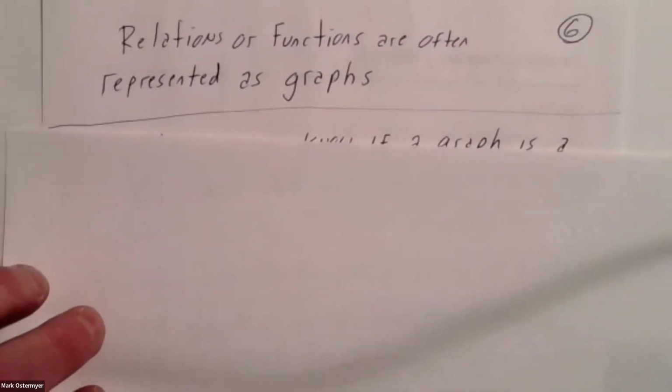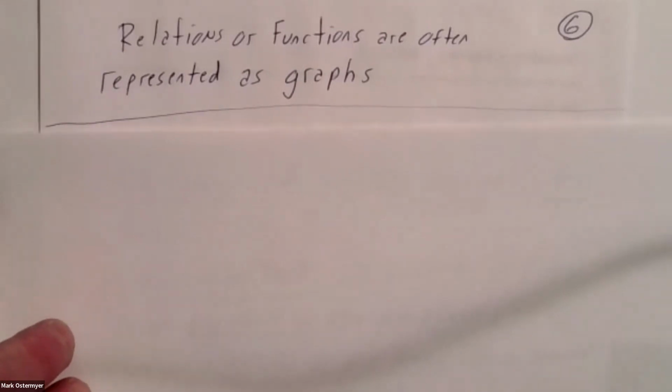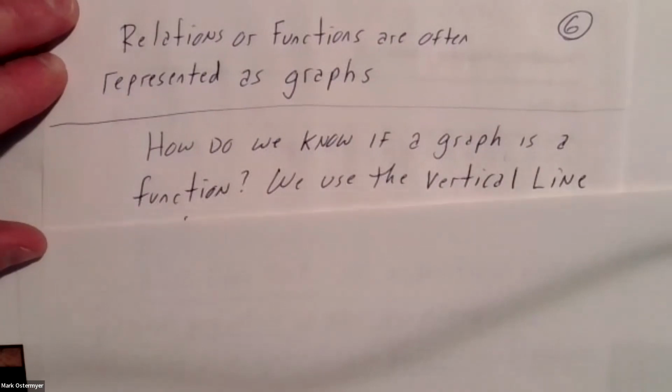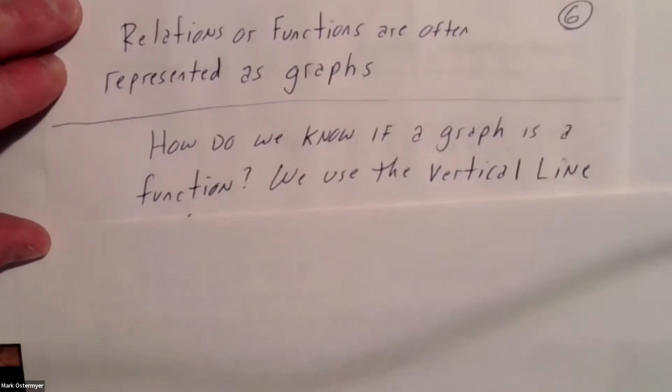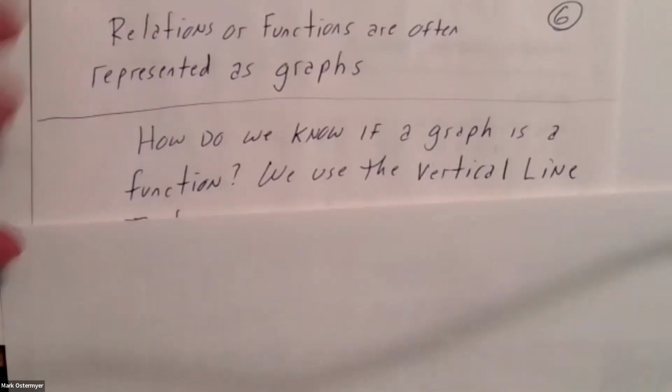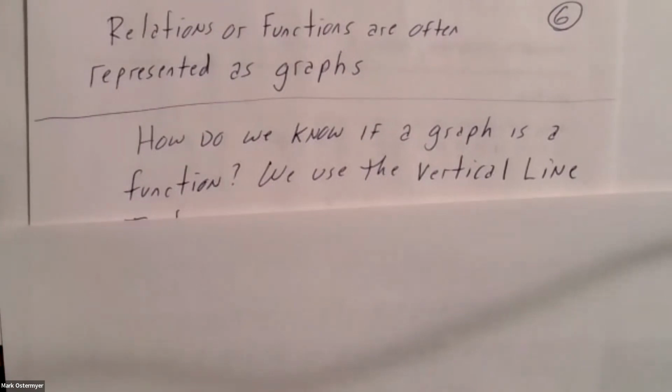Relations and functions are often represented as graphs. Well, how do we know if a graph is a function? How do we know if we're staring at a graph, which is a relation in mathematics, that it is a special type of relation known as a function? Well, it's a very easy thing to determine.